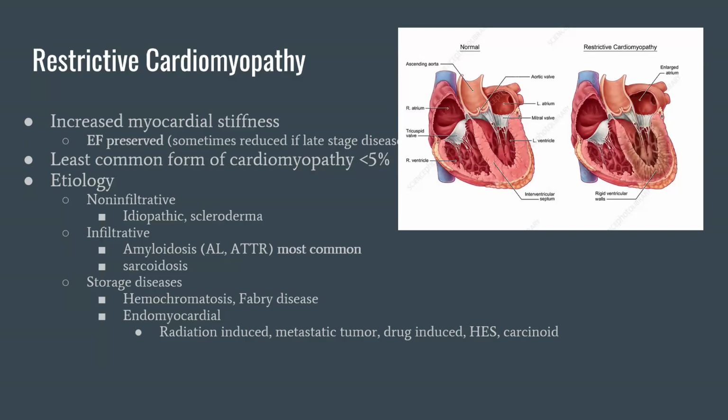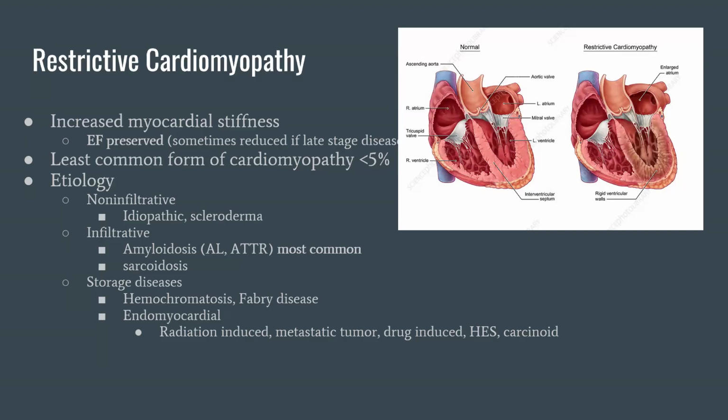But amyloid usually has a starry appearance on an echocardiogram. It may or may not be thickened, but it will have diastolic dysfunction. And you may see a starry appearance.